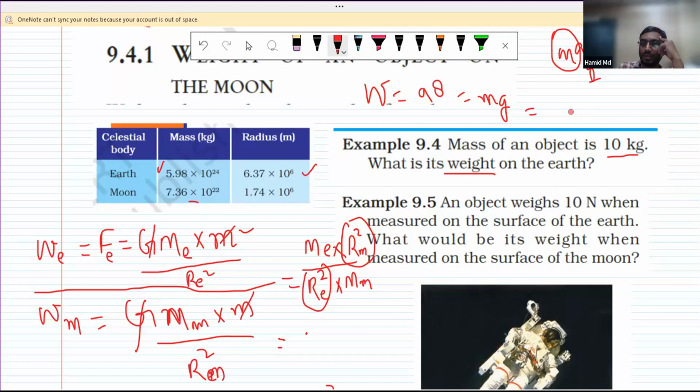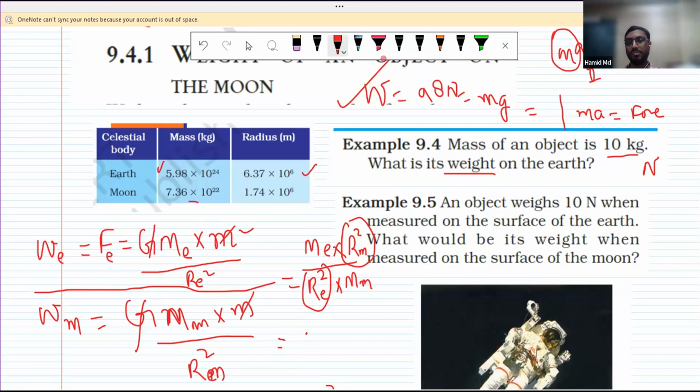Okay, so this is similar to mass times acceleration, right? So mass times acceleration is what? Force. What is the unit of force? Newton. So what is the unit of your answer? 98 Newton. Right?